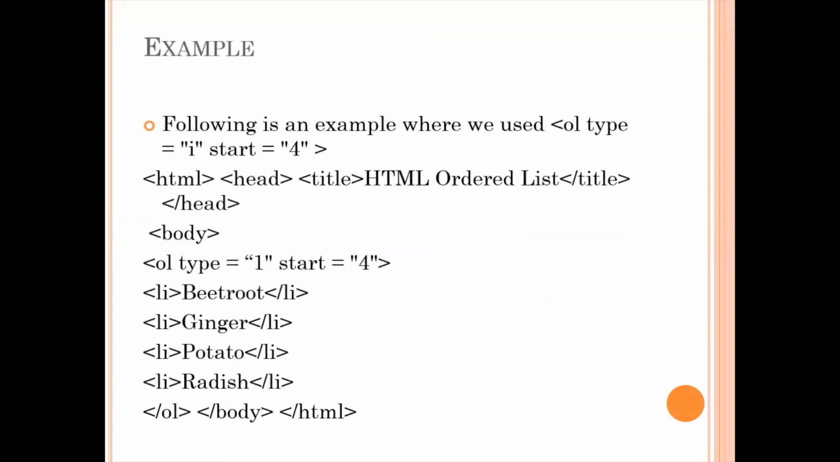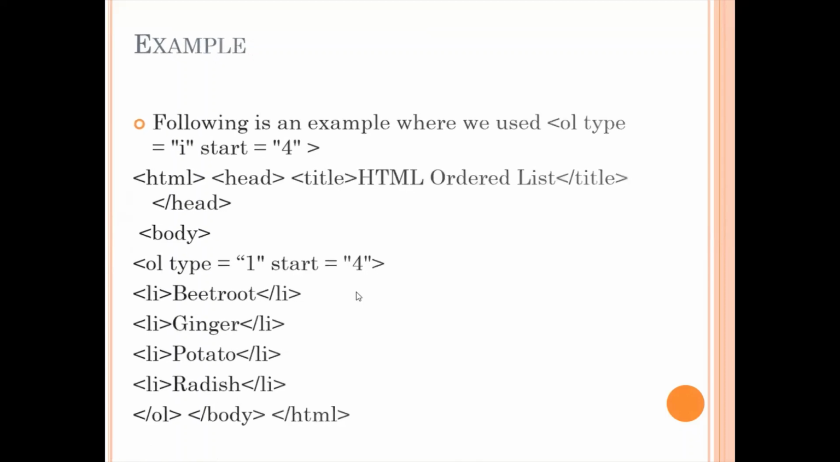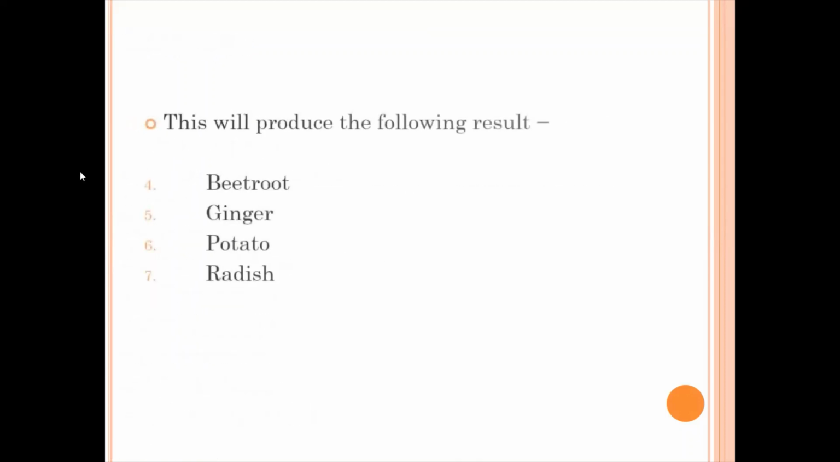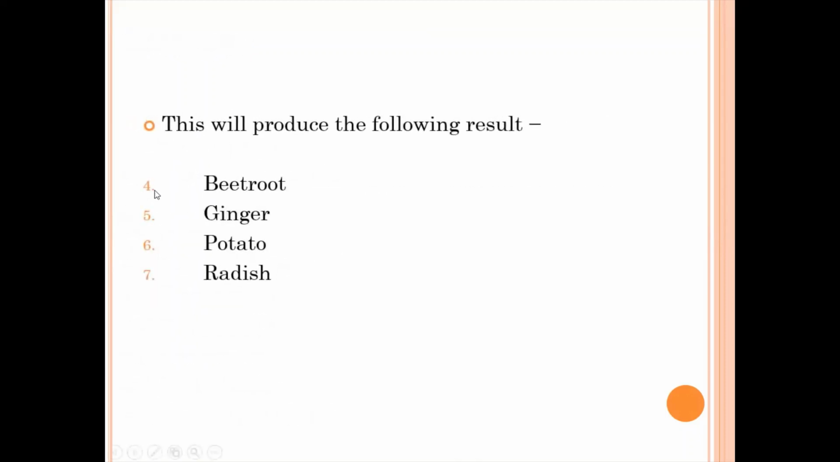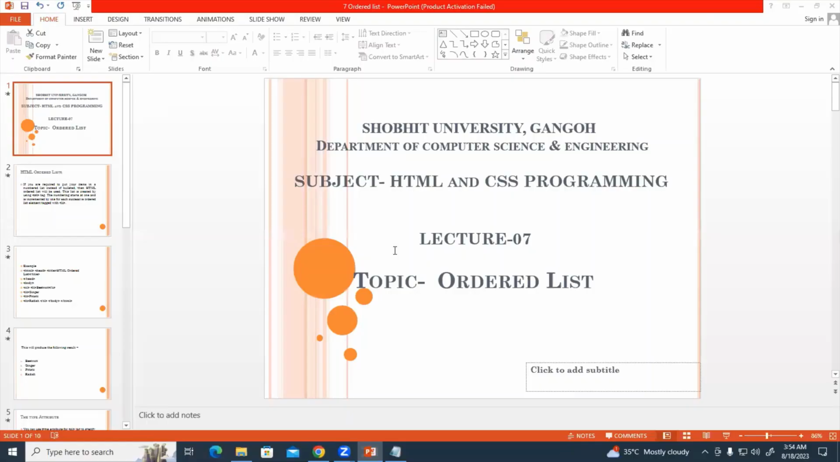Just look at this example. Here we will start our series with the number 4. Okay, and the output will be like this. The list will start from that particular number when you provide it to the start attribute. Got it? So let's check it on the live session.